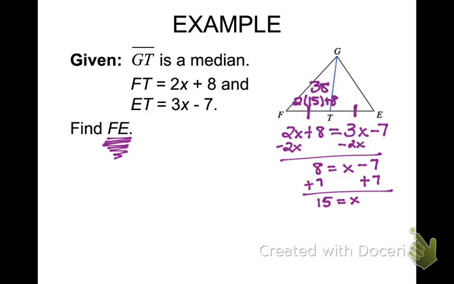Technically, the other side should also be 38, but let's check our math and make sure it is 38, because if I don't get 38, then I solved it wrong. 3 times 15 is 45. 45 minus 7 is 38. Yeah, so I know I did it right. So the whole length is how much? What is that? 76? So FE is equal to 76.